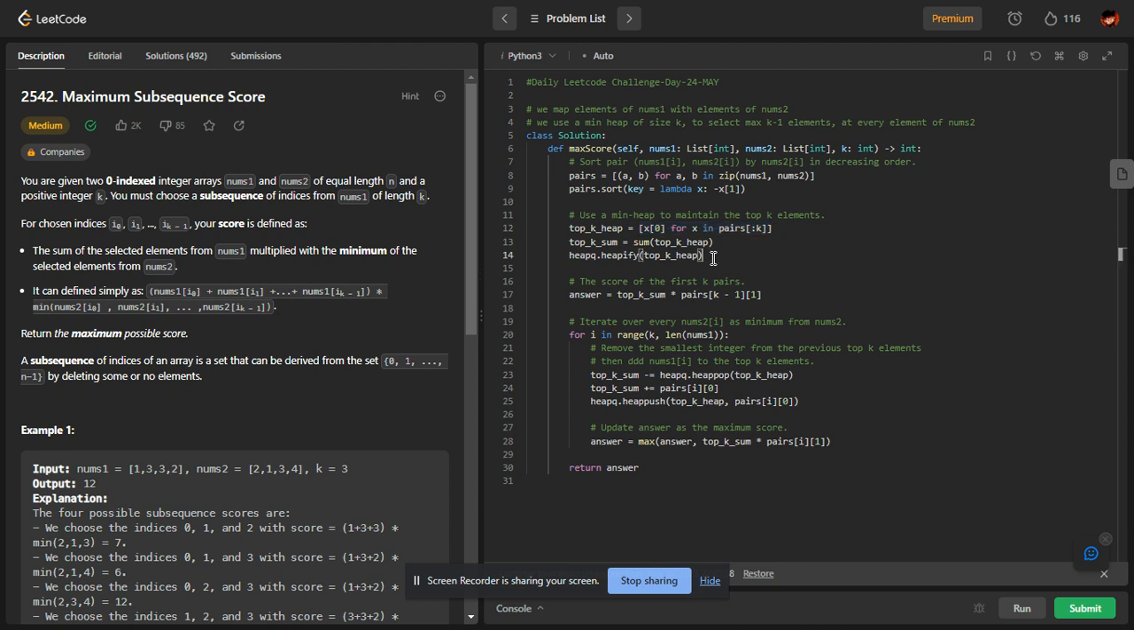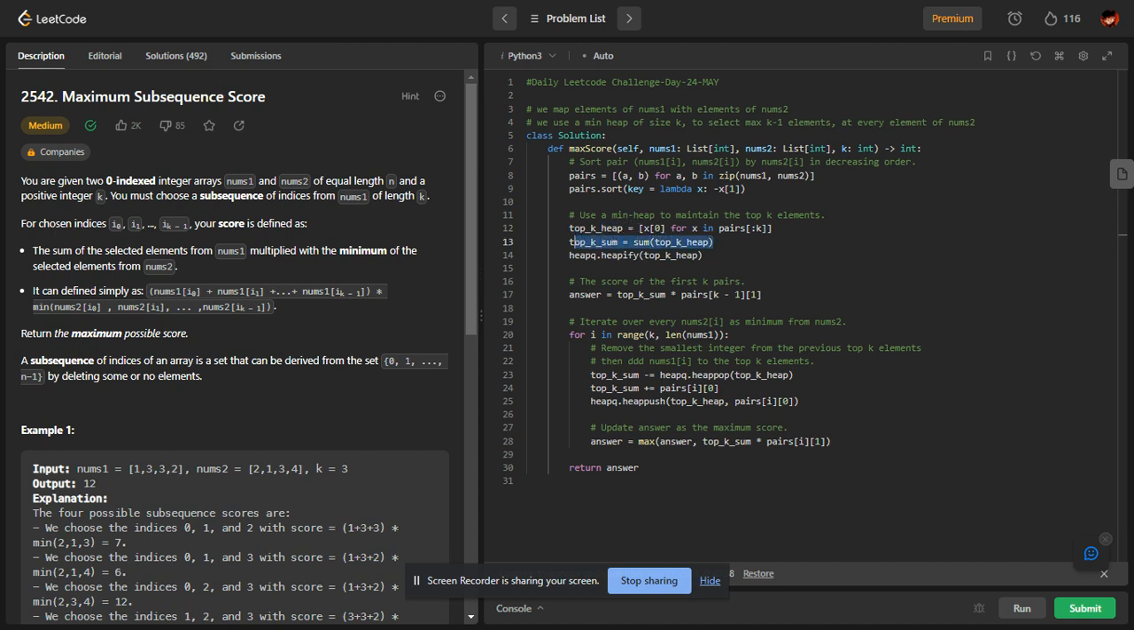This is the initialization part. The loop has not started here. It's just the initialization part. Now this is just a variable which has the sum of the first k elements. Don't go by the name. This is not a heap till now. It's just a list. I'm taking the sum now.